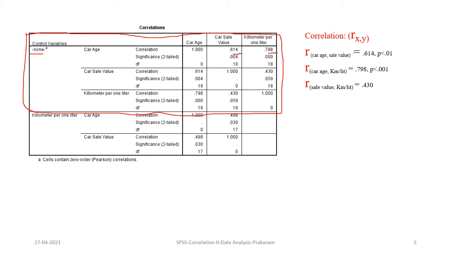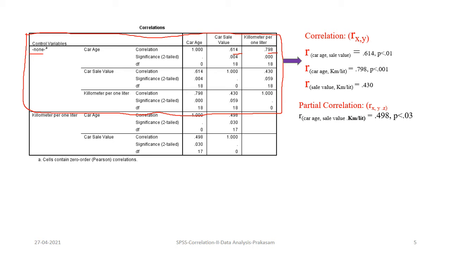Then down below, controlling for kilometer per liter, the relation between car sale value and kilometer per liter is 0.430. Now we will observe the partial correlation. The partial correlation between car age and car sale value controlling for kilometer per liter is 0.498, which is not significant. We will understand how to interpret that, and further we will come across it in the discussion.